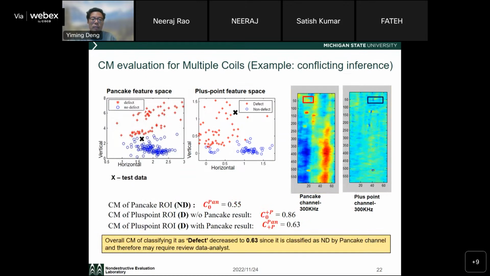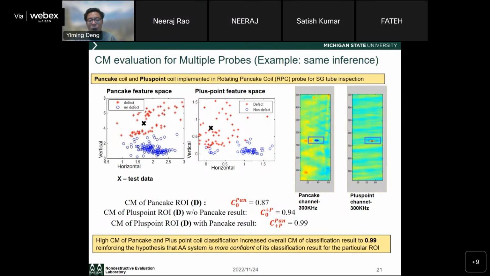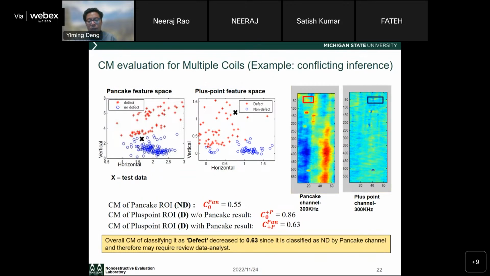All right. Well, we'll have a conflicting inference example here showing you that when I have more data, I can even have a conflicting inference that is not always going to increase the probability of deciding this is a defect. Why is that? This is a very interesting thing, and I'm going to explain why this actually gives us more confidence in our decision making.